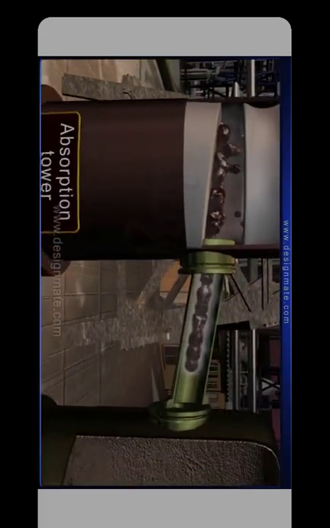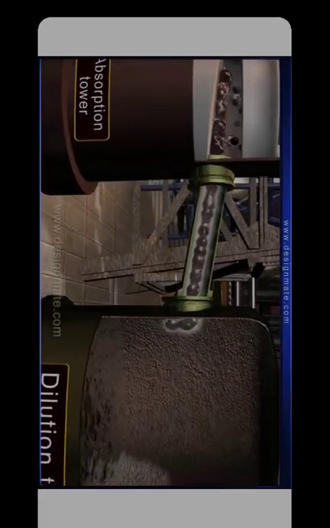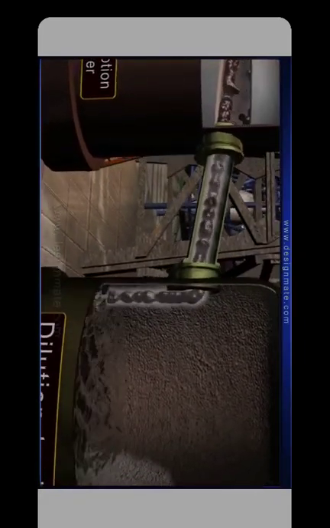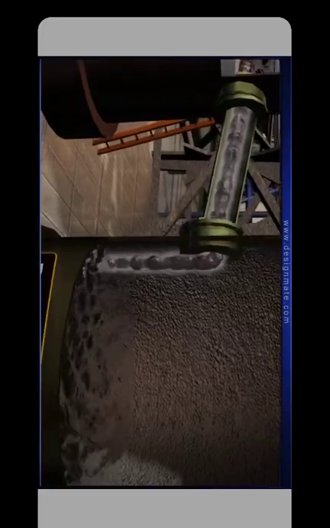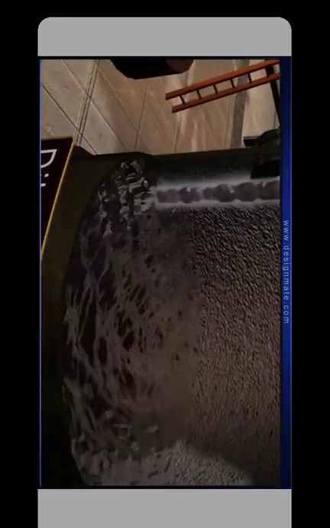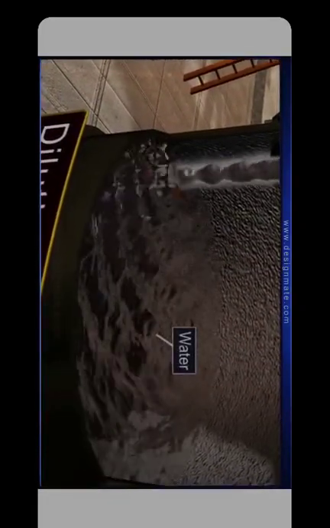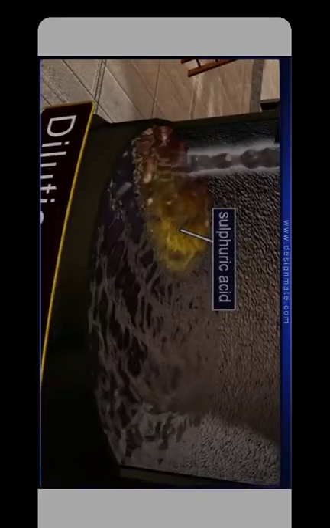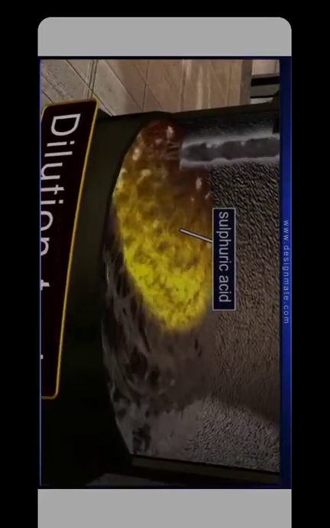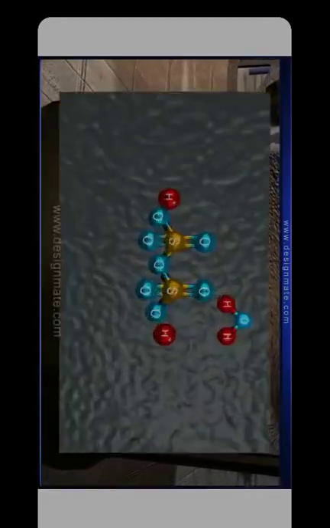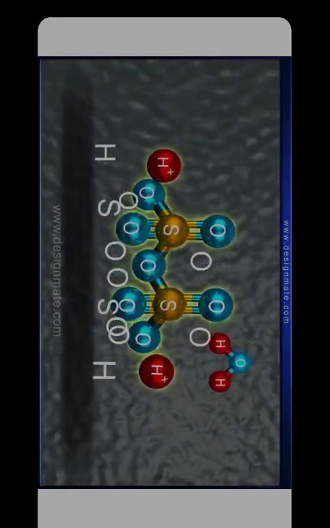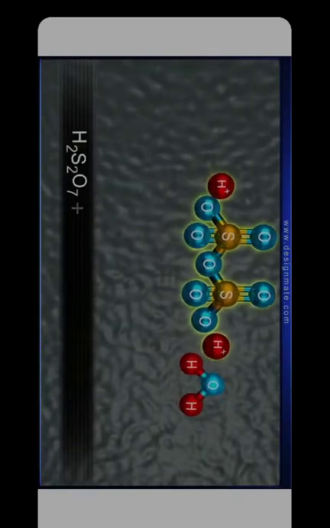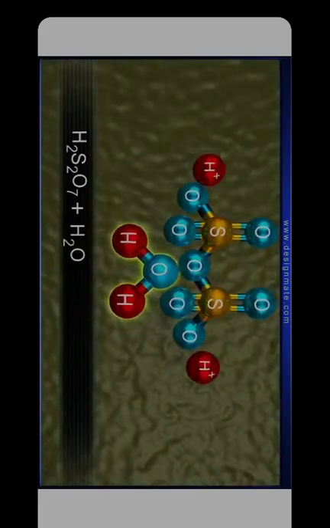The oleum thus formed is then taken into the dilution tank, where it is diluted with a suitable quantity of water to obtain sulfuric acid of desired concentration. Pyrosulfuric acid reacts with water to give sulfuric acid.